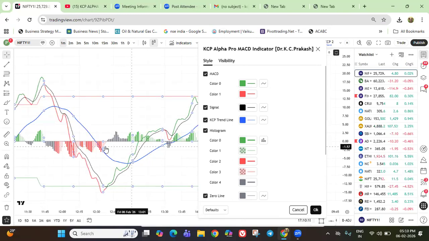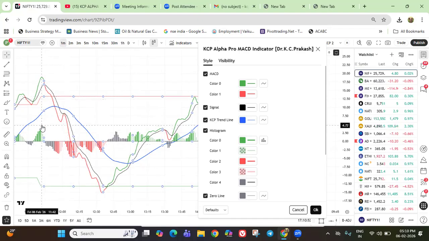Don't trade everywhere, because this gray area shows that there is no trend confirmation. Only trade when MACD aligns with the blue line. So here you can see that MACD is also up and the trend line is also up. And these two red and green lines show the oversold and overbought situation. So there is no confusion, no overtrading, just disciplined execution.